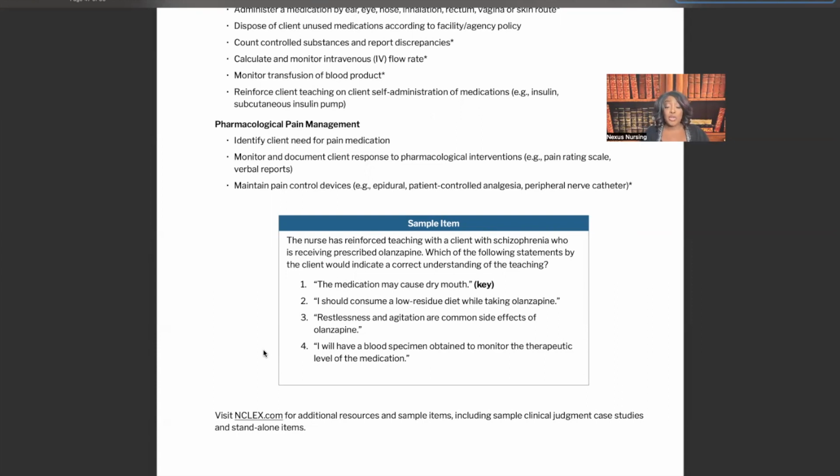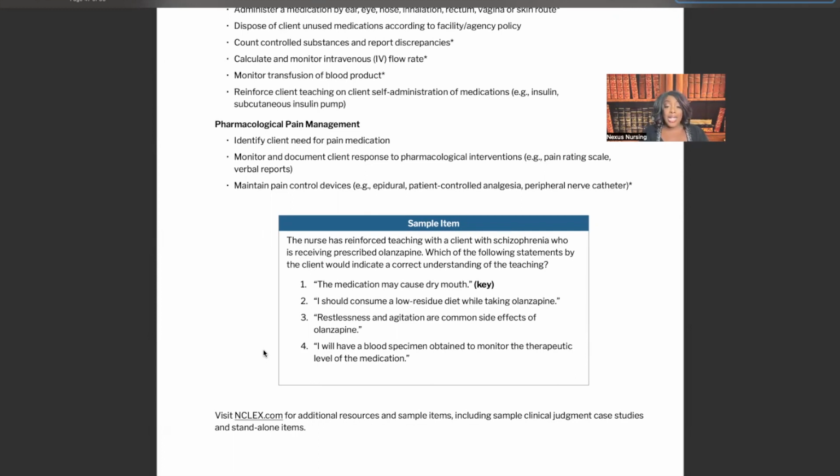You remember that poem I taught you about the anticholinergics? Can't see, can't spit, can't pee, can't. Same thing. Can't see, blurred vision. Can't spit, dry mouth. Can't pee, urinary retention. Can't, constipation. So the medication may cause dry mouth? Absolutely. That's the answer because that medication has anticholinergic properties.